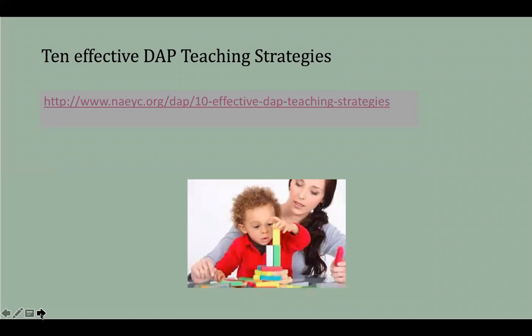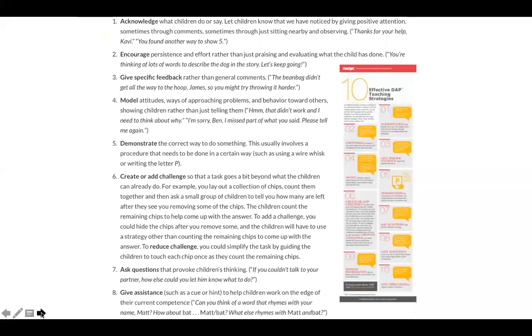So the 10 effective developmentally appropriate teaching strategies are found on this link, and it looks like this. And it's important to consider what the children already know and can do, and the learning goals for the specific situation when we're talking about teaching strategies. And you want to remain flexible and observant. We can determine which strategy may be most effective. And then often, if one strategy doesn't work, you'll try another, and another may work better for the child.